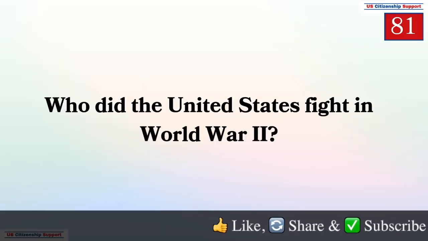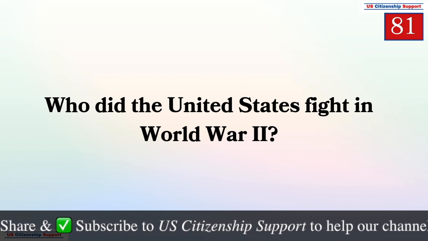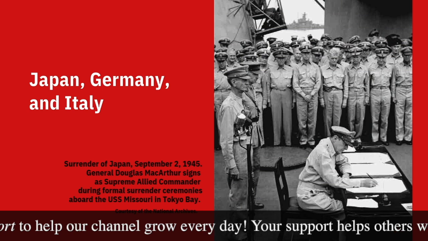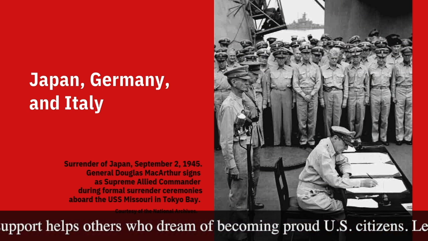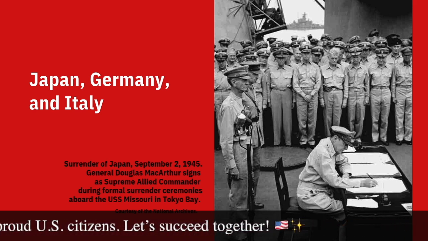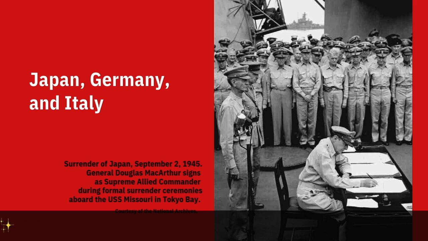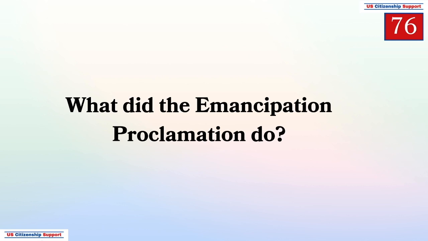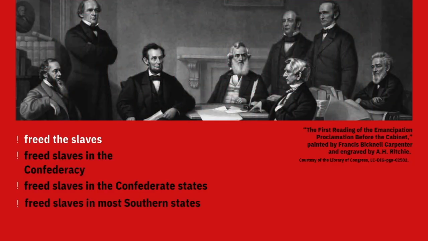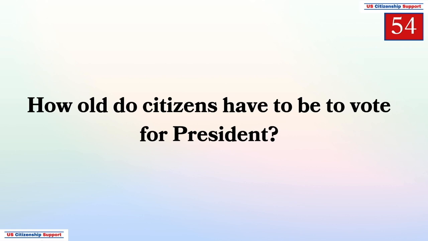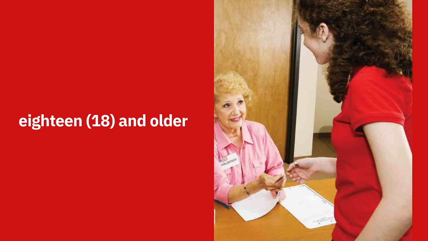Who did the United States fight in World War II? Japan, Germany, and Italy. What did the Emancipation Proclamation do? Freed the slaves. How old do citizens have to be to vote for president? 18 and older.